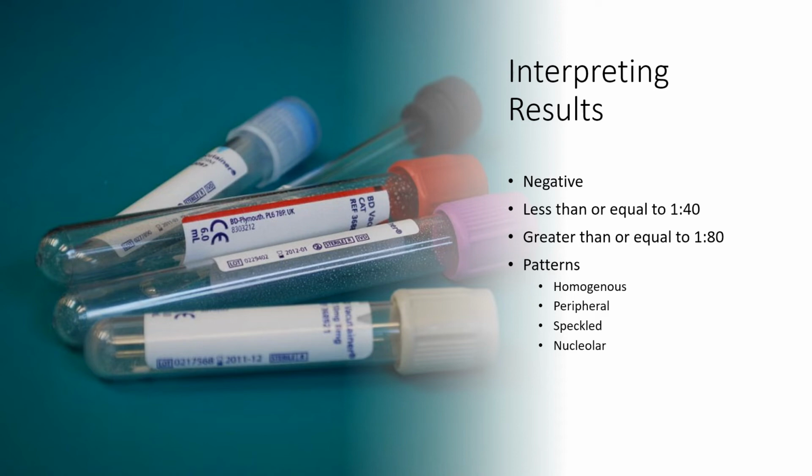Greater than or equal to 1 to 40 is considered a low concentration. Low positive concentrations are often not specific for diseases. Greater than or equal to 1 to 80 is considered a high concentration. High concentrations, if accompanied by appropriate clinical and laboratory findings, can be used to diagnose a specific disorder. The high concentration alone would not be enough evidence to diagnose a specific disorder.